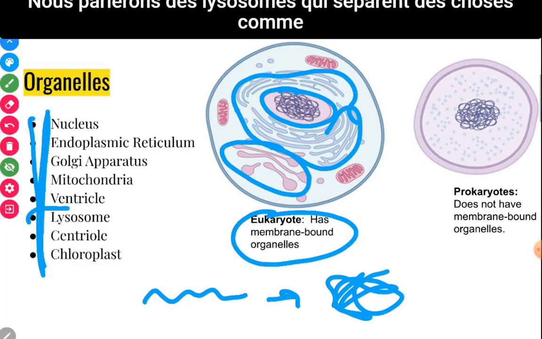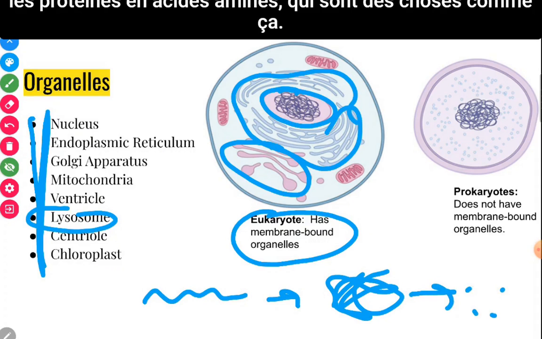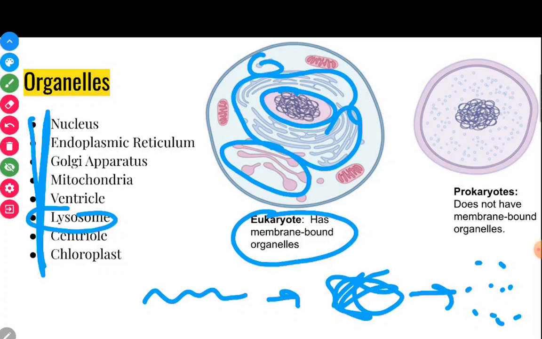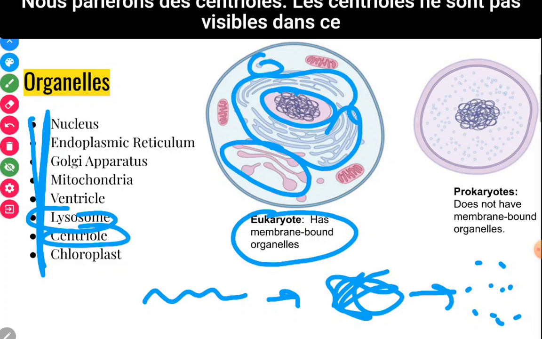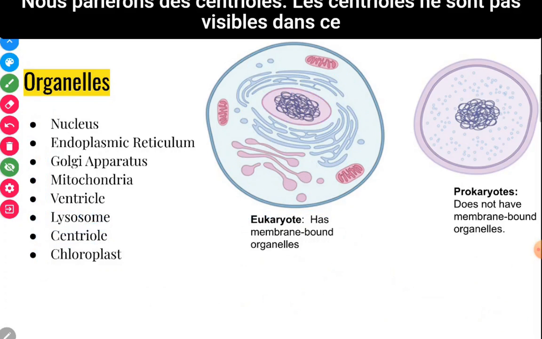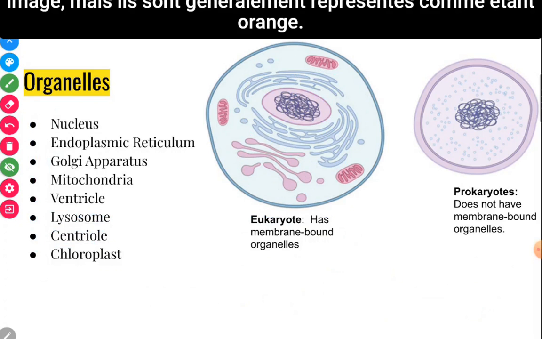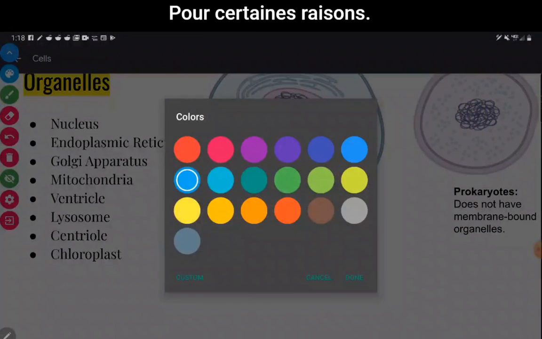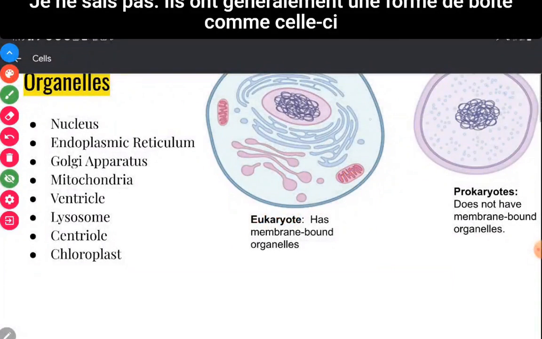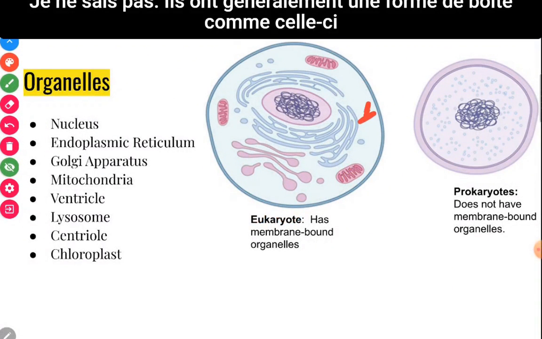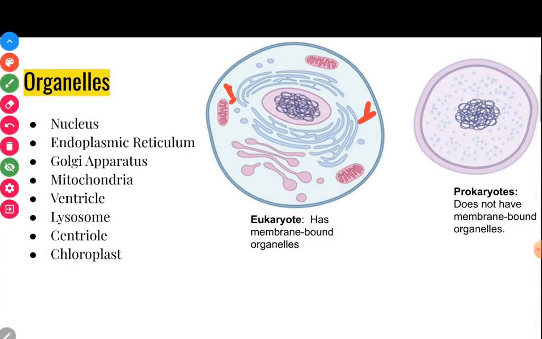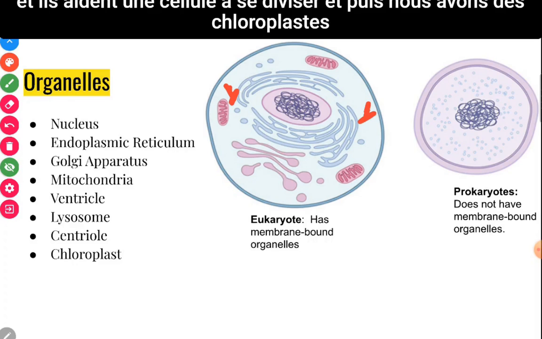We'll talk about the lysosomes that break apart things like proteins back into amino acids, which are things like this. We'll talk about centrioles. Centrioles are not seen in this image, but they're usually depicted as being orange for some reason, I don't know. They usually are kind of a box shape like this. And they help a cell to divide.